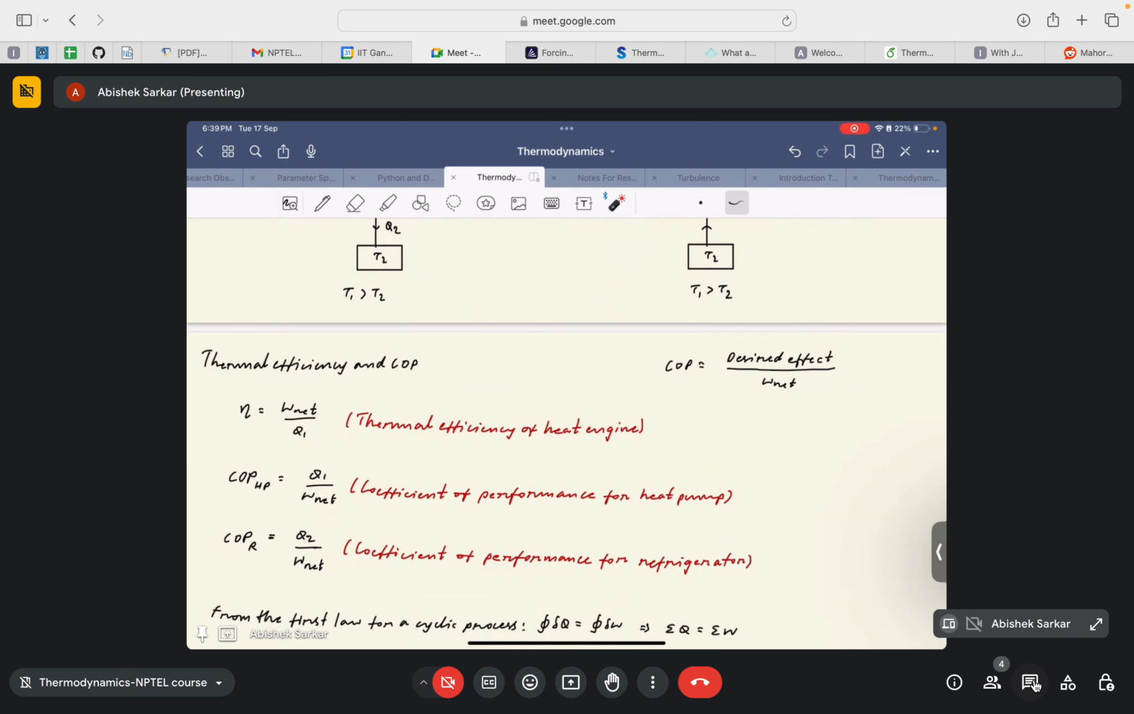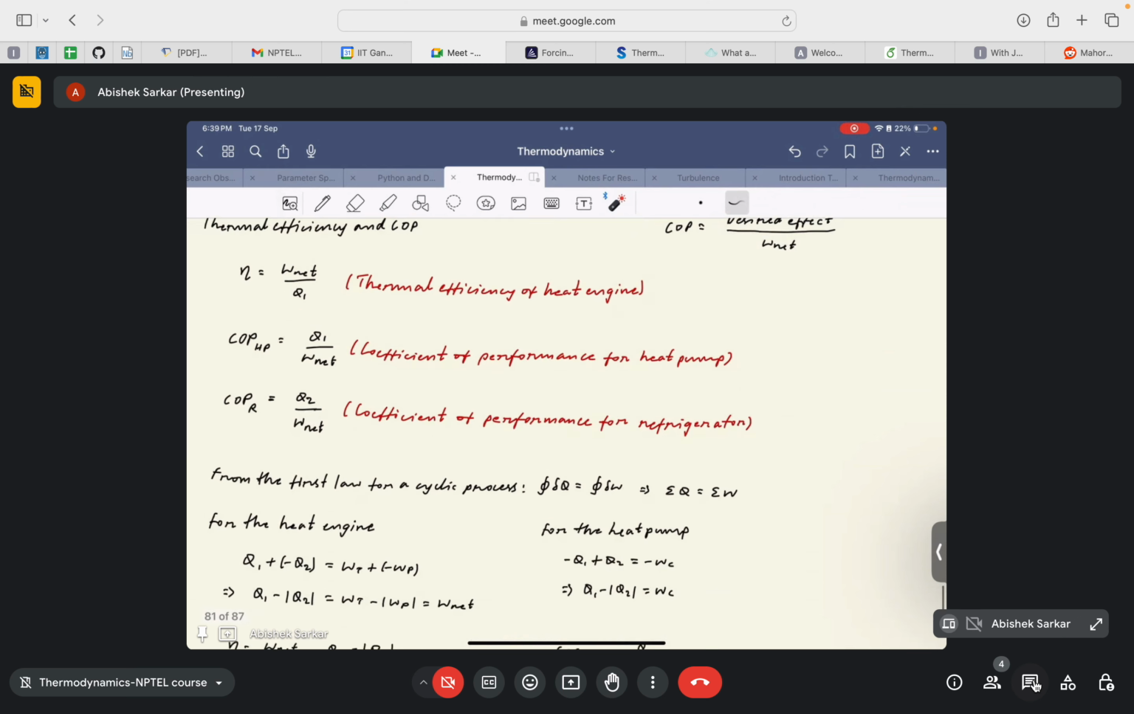I hope the formulas for the thermal efficiency and COP are clear, and there's a very interesting relationship between the COP of heat pump and the refrigerator, which I will tell you eventually. So now let us go to the analysis part. One thing to keep in mind is that all these devices, the heat engine, the heat pump and the refrigerator, are cyclic devices. So they undergo a thermodynamic cycle. That's why the cyclic integral of the net heat interaction is equal to the cyclic integral of work interaction. So you see that even for understanding the second law of thermodynamics, you need a strong basis of the first law of thermodynamics.